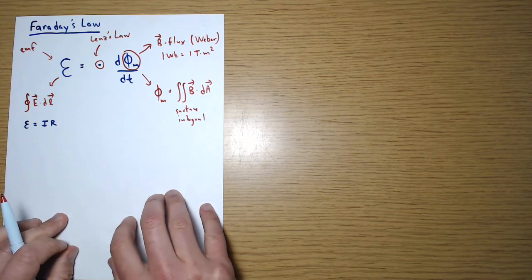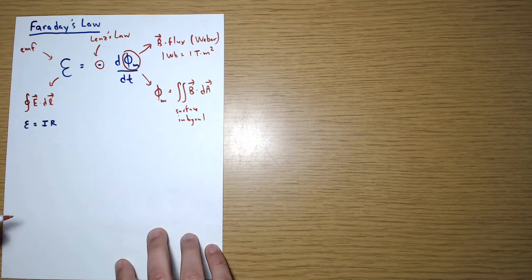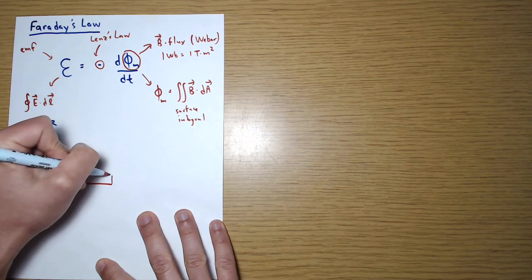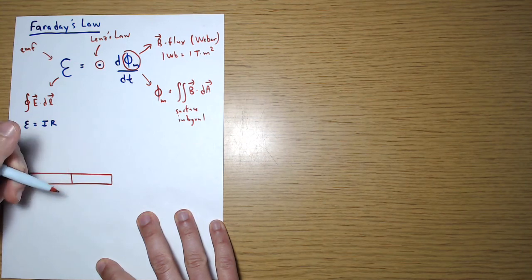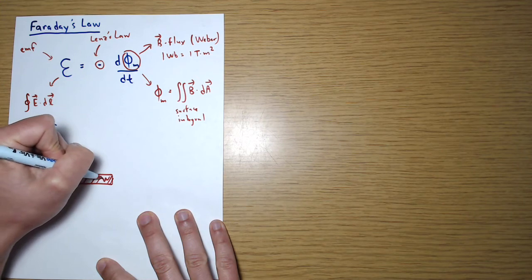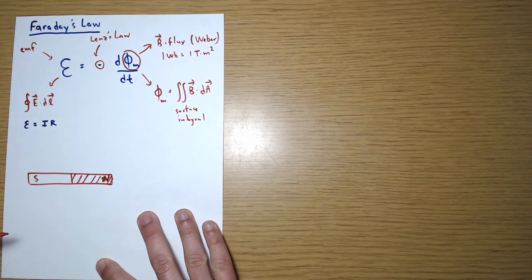All right, let's look at an example of this, which will make it a little bit more clear. Let's say I have a bar magnet, and this bar magnet has a north pole and a south pole.